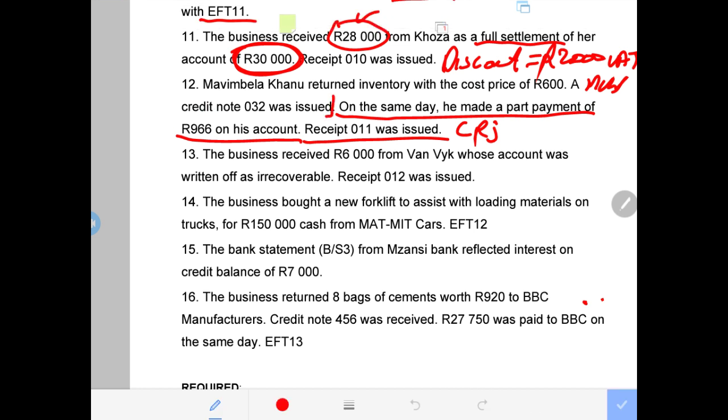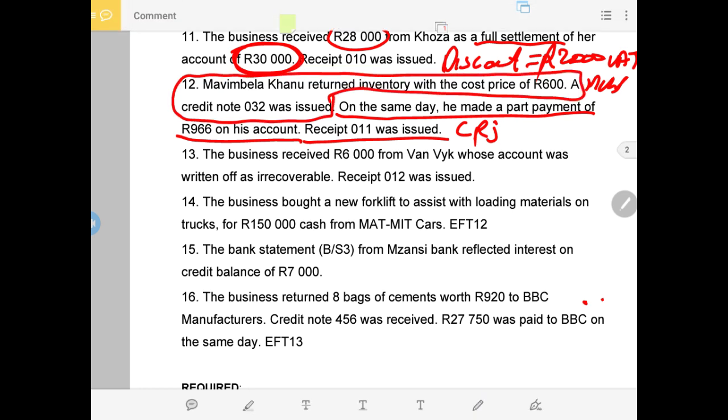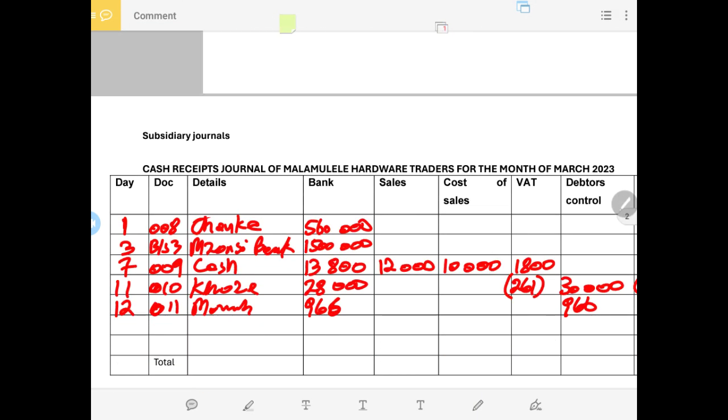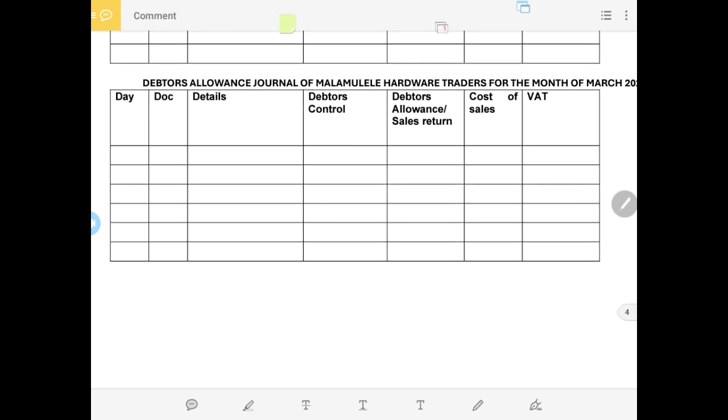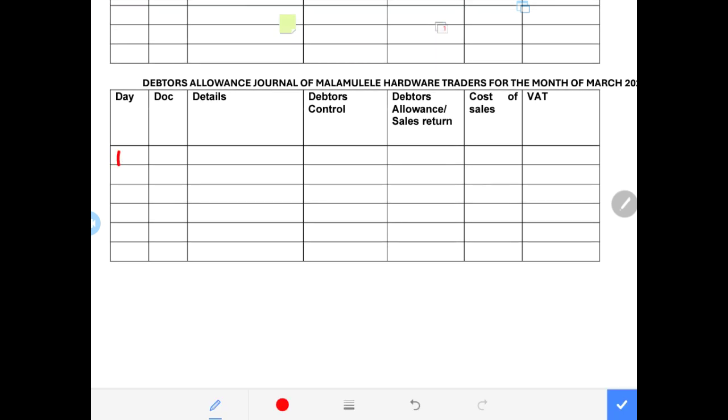Then the first one, which is the same Mavimbela, is the return under the debtors allowance journal. Now let us do the debtors allowance journal, which is a return by Mavimbela. On the 12th day of the month, we have the return, the allowance, which was 032. There were two of them. Then we need to acknowledge that this customer is Mavimbela, who is not happy with what he ordered. Debtors control will be 828.